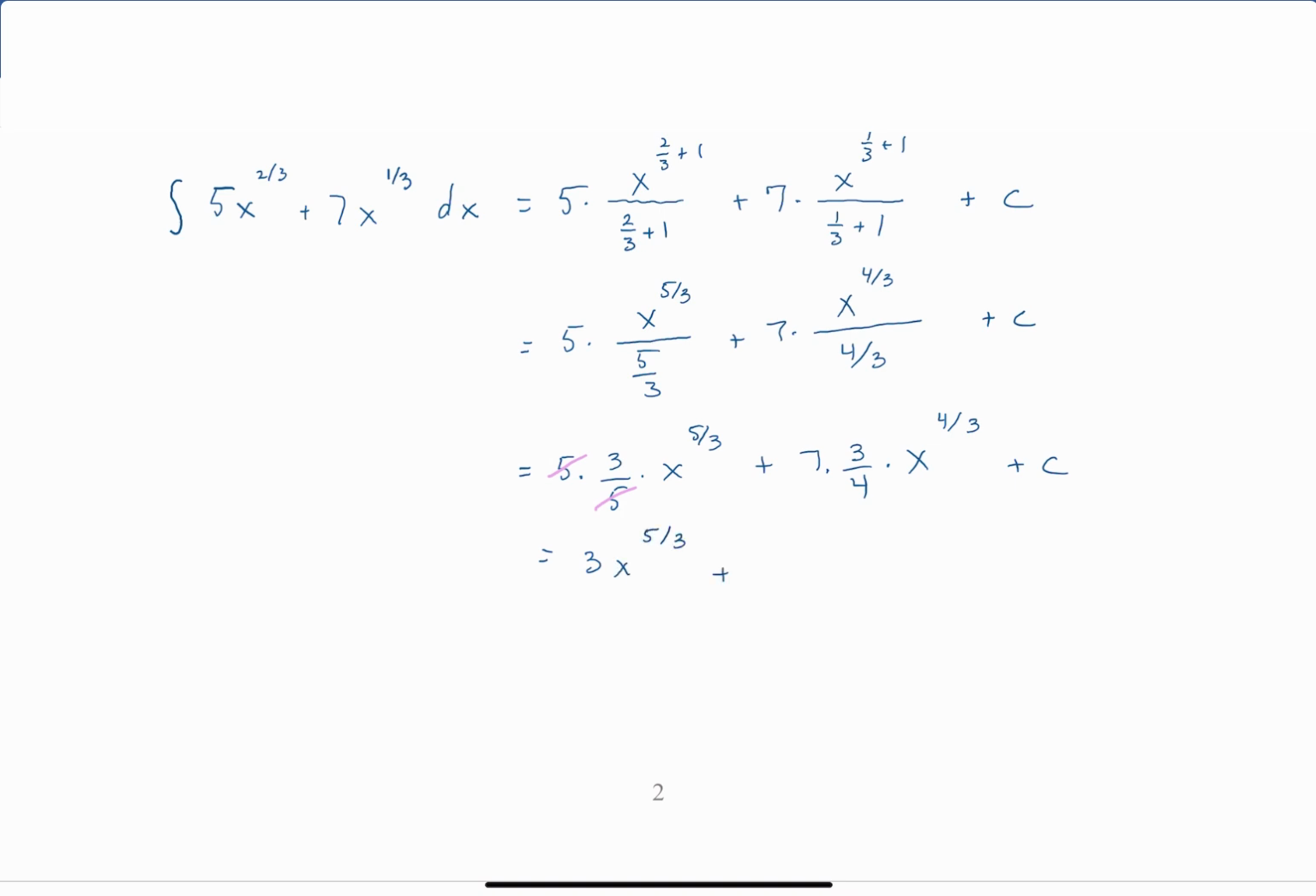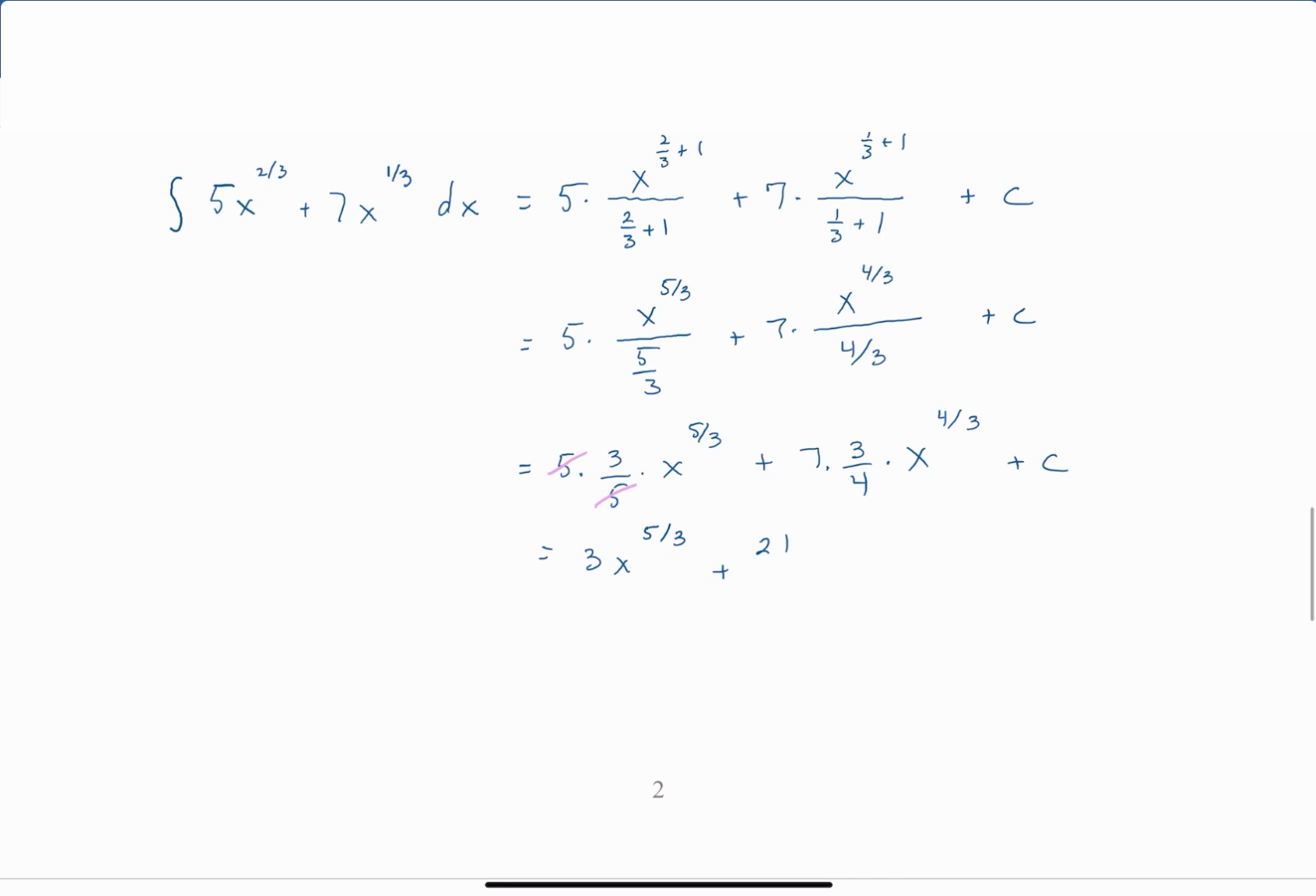I guess no cancellation happens in the second term, so I'm just going to go ahead and multiply the two fractions. I say two fractions because I'm thinking of 7 as 7 over 1. Multiplying straight across, I get 21/4 times x to the 4/3 plus c. Now I look at this answer and I really have no idea if this is right. I don't really have intuition as to whether this should be the integral or antiderivative of the thing I started out with.